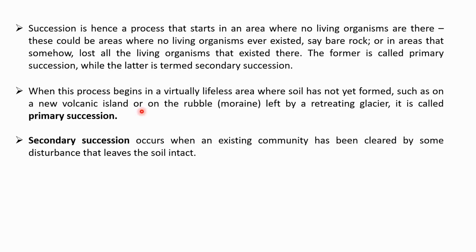ultimately, therefore, we can say that the primary succession will definitely take more time as compared to the secondary succession, where there was an already existing community that has been cleared by some disturbance that leaves the soil intact. So the soil is intact, so there is scope for the growth of producers, and therefore scope for rapid changes in the communities and the formation of a climax. The primary succession is comparatively slow as compared to the secondary succession because the soil has not yet even formed, and therefore the scope for producers is very less.